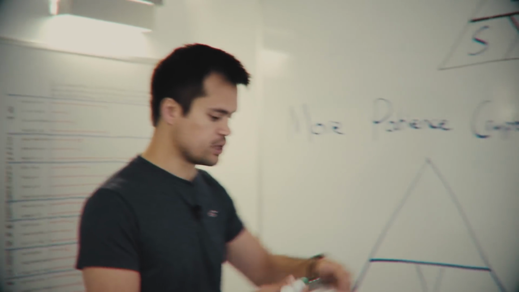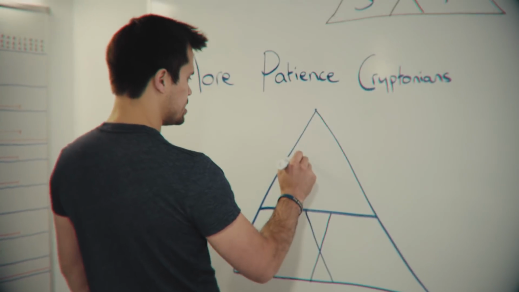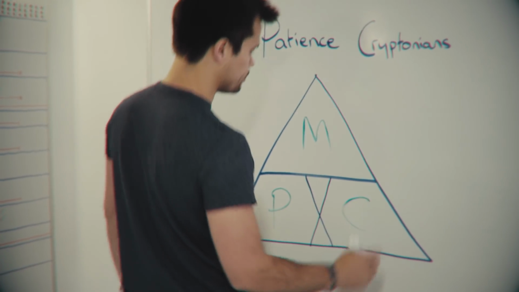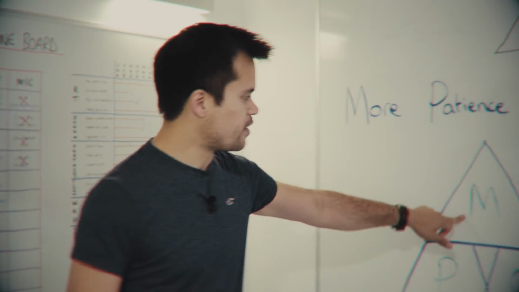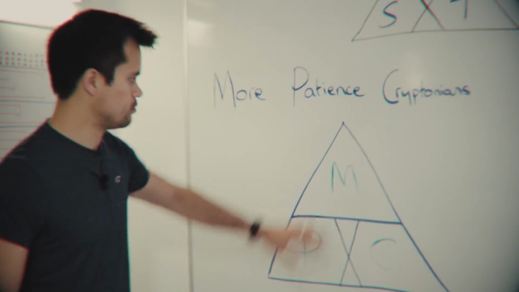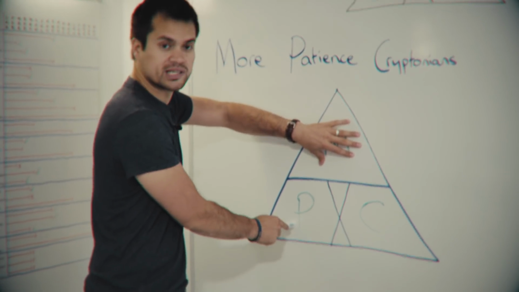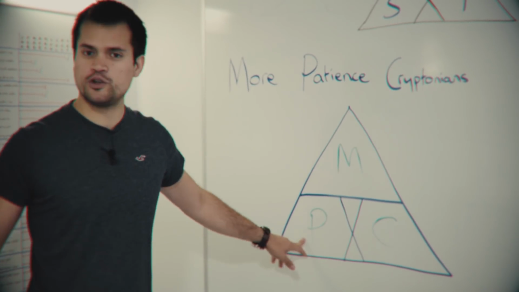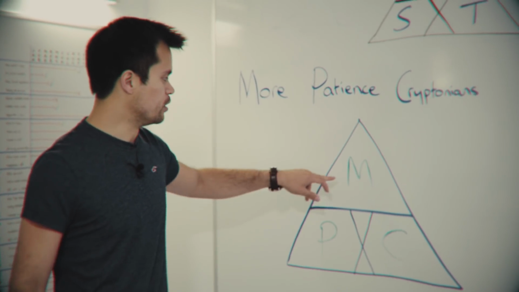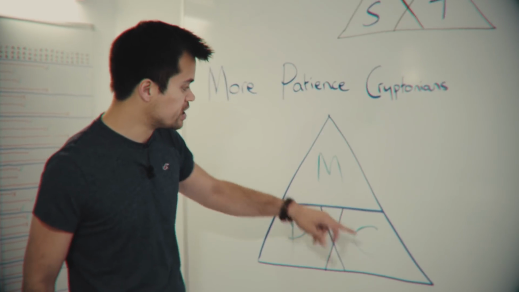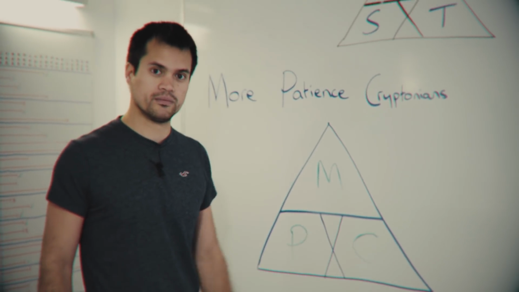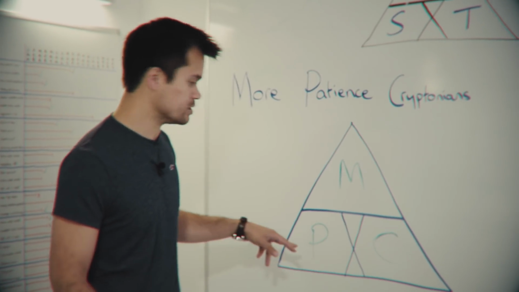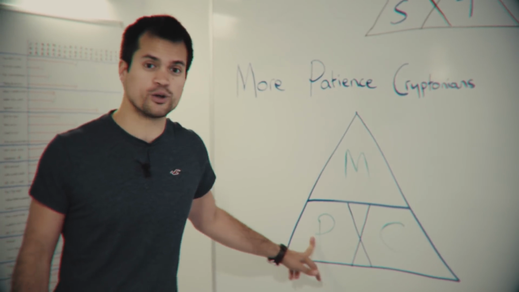Anyway, more patience Kryptonians. So what this means is it's M over P times C. So if you wanted to find out the market cap of something, you simply do the price times circulating supply. Or if you wanted to find what the future price of something may be, you put the market cap divided by circulating supply. And really, when you're doing all of this, the only calculation you're really wanting to figure out is, what is the price going to be of something?